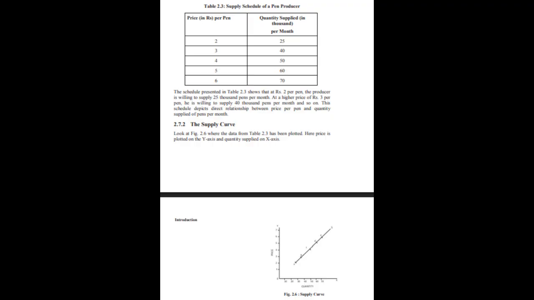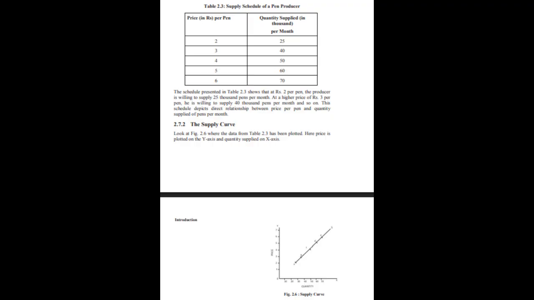A simultaneous change in all the determinants makes analysis difficult. Therefore, we talk of a change in only one of the factors, others remaining unchanged, to work out the effect of that factor on the quantity of the commodity supplied by a firm. 2.7 The law of supply.